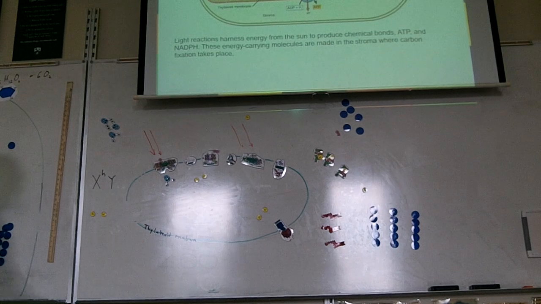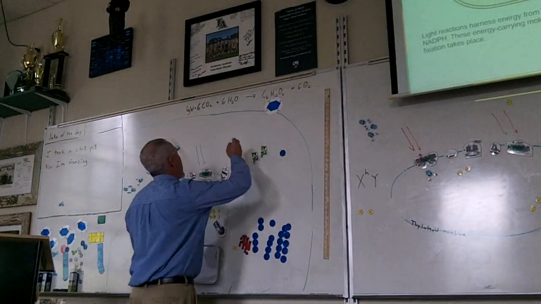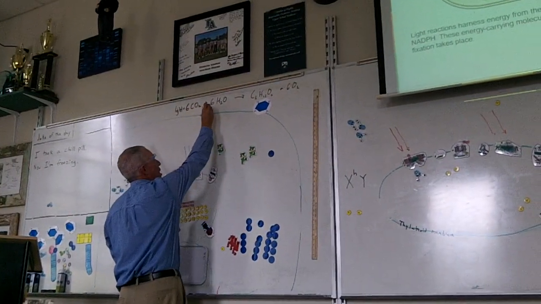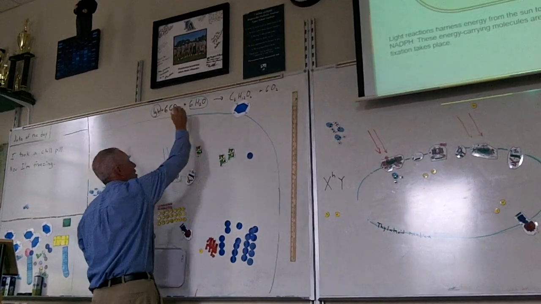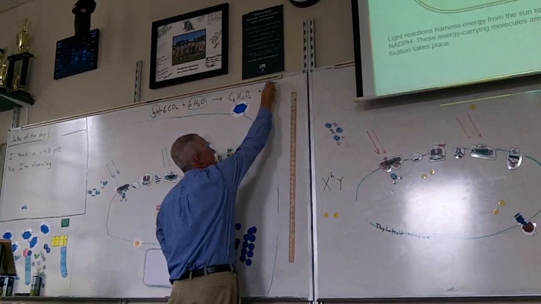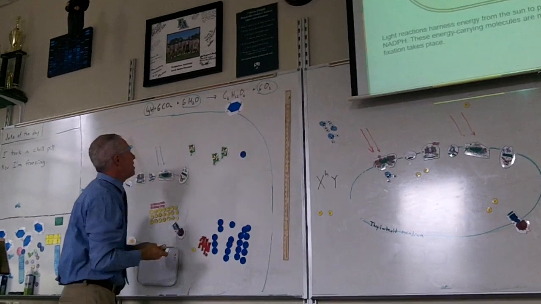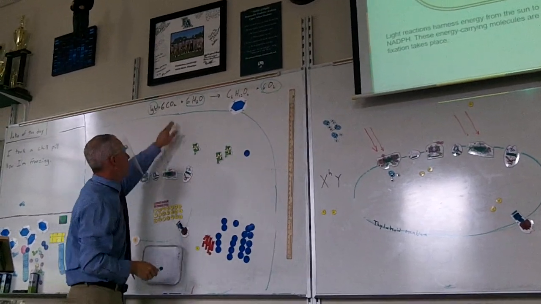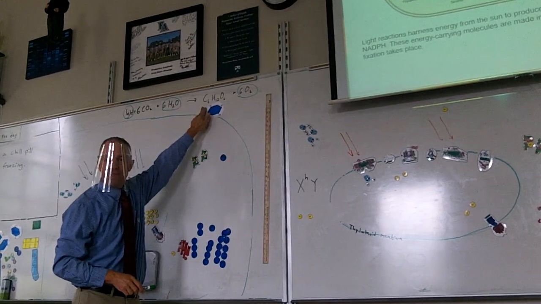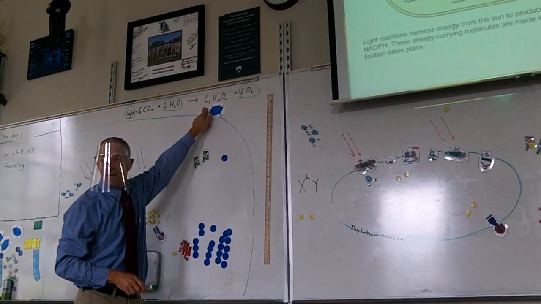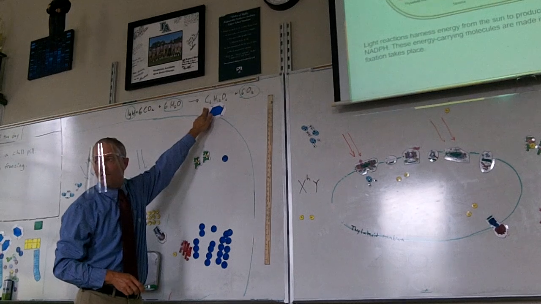We already saw where water came in and where light came in, and we saw where oxygen came out. That was all in the light reactions. Now we got to see where CO2 comes in and glucose comes out. That's the goal of the Calvin cycle.